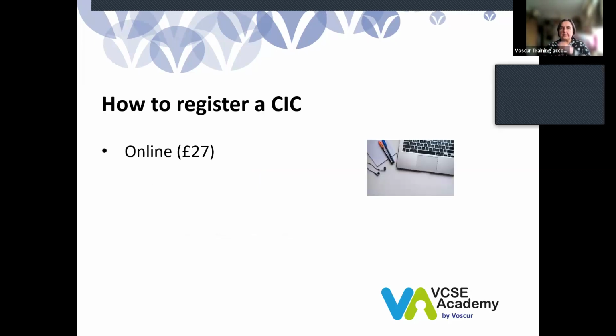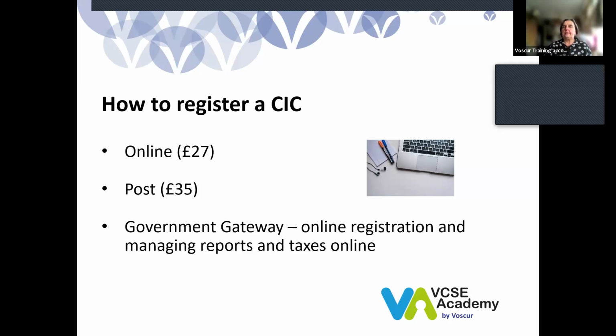So actually registering your CIC, you can do it online, costs £27. By post, costs slightly more, £35. And if you do it online or otherwise, you'll be doing it via the government gateway. So that's an online registration. And that means that you'll be managing reports and taxes online. I have to say that doing it by post is a really bad idea unless you absolutely have to, because they don't have a great record of managing that at the CIC regulator. So online is quicker and easier and cheaper.